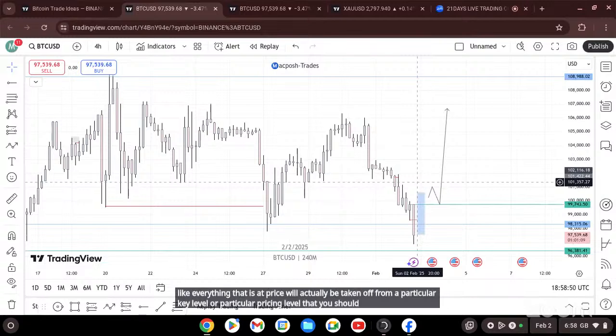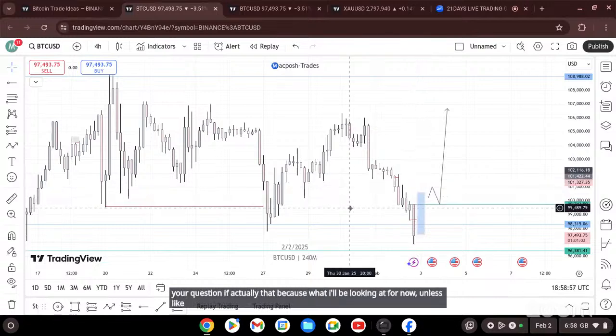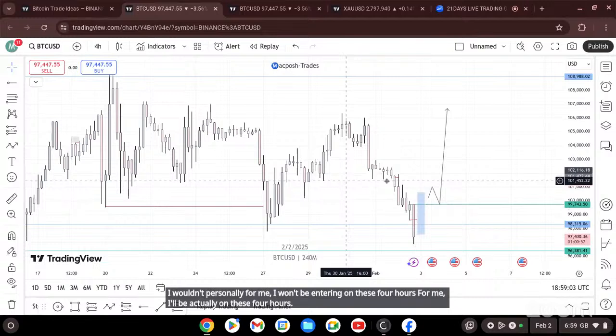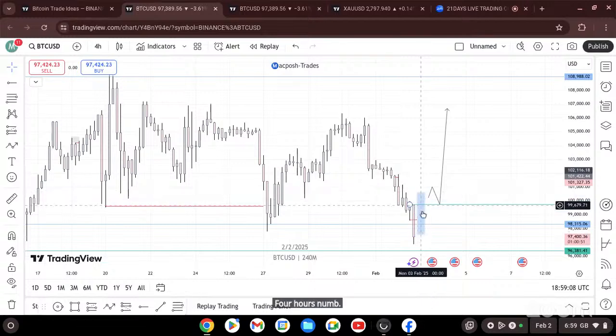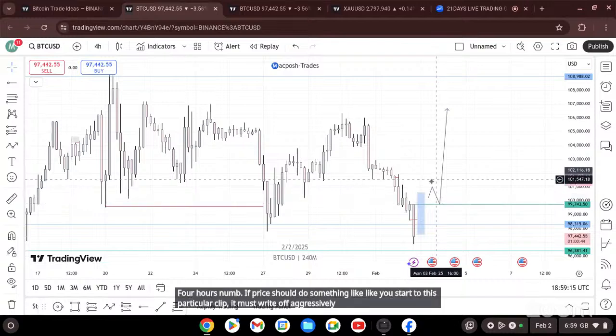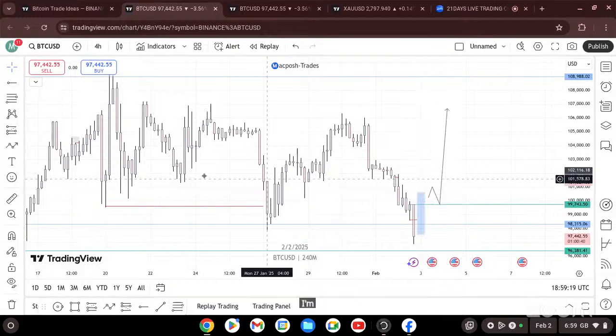But to answer your question, personally I won't be entering on these 4 hours. So on this particular daily, on this particular 4 hours now, if price should do something like this, it must react off aggressively to the upside, breaking another structure. That is something like this.